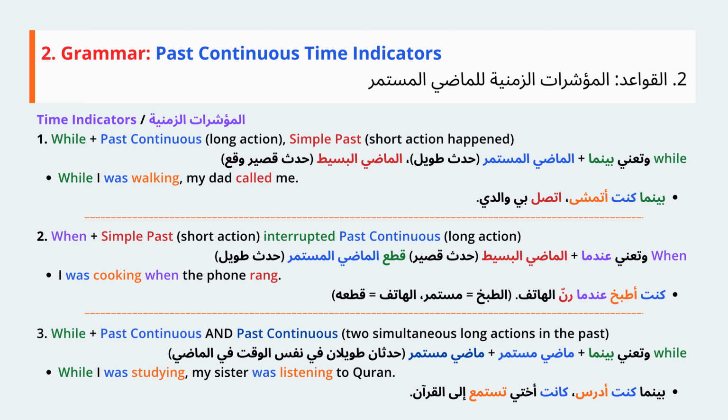Third indicator: while, plus past continuous and past continuous. We use this for two simultaneous long actions in the past. Example: while I was studying, my sister was listening to Quran.